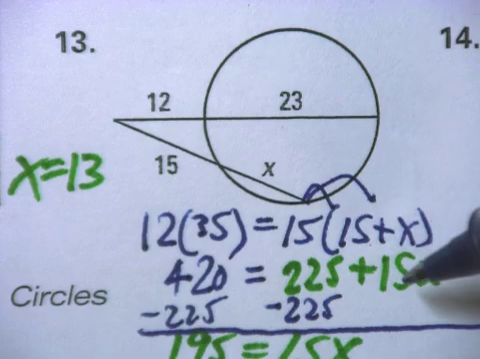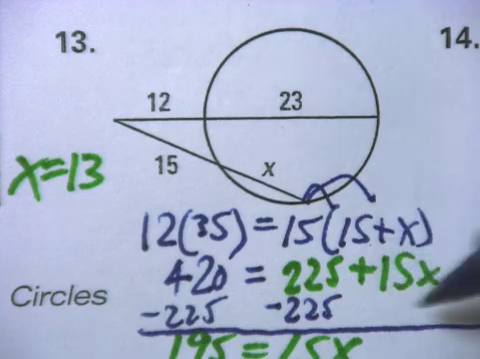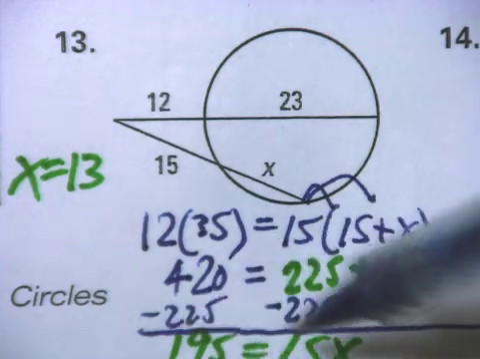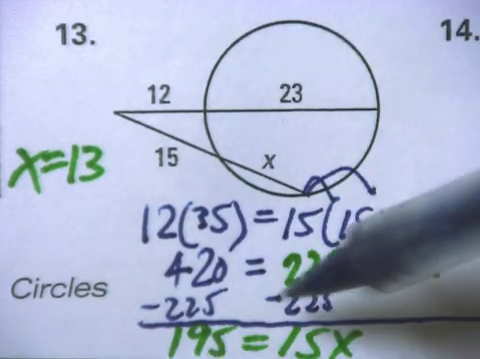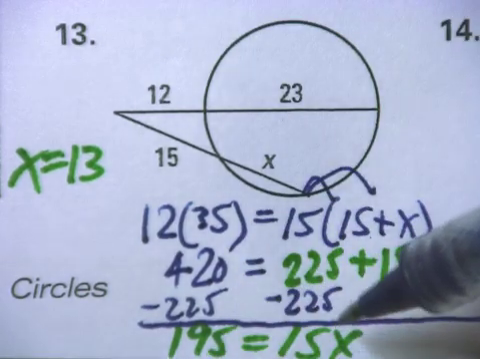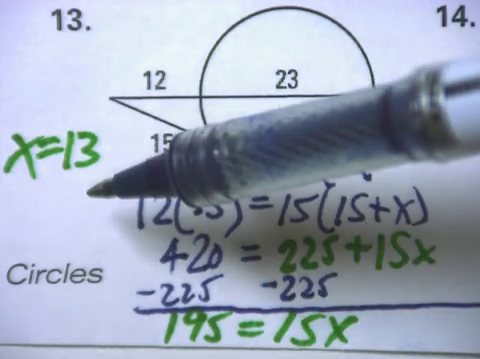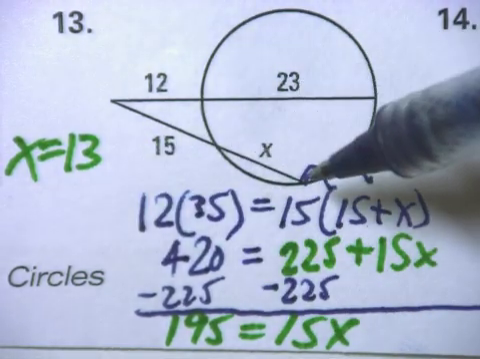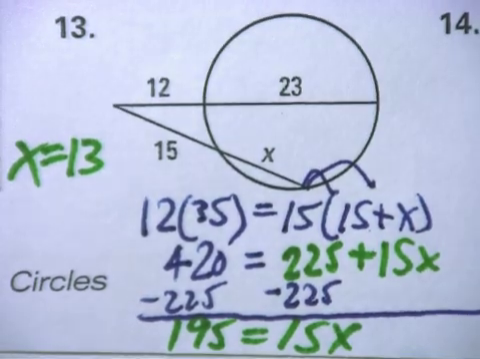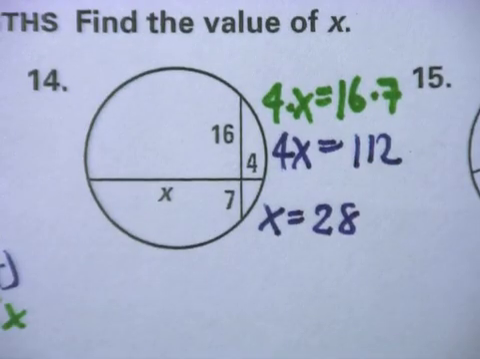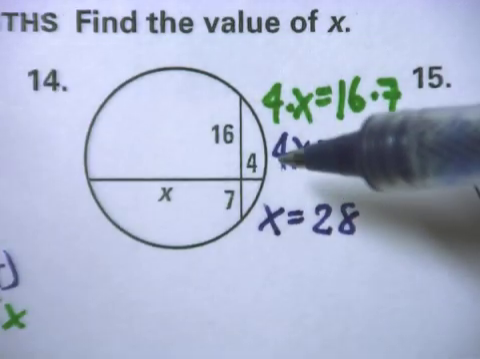So 12 times 35 is 420. When I distribute the 15 here, it gives me 225 plus 15x. I'm trying to solve for x. Subtract 225 from both sides. 195, this cancels out, is equal to 15x. I'm obviously going to divide both sides by 15. When I do that, x comes out to be 13. So this chord right here is 13 units long.